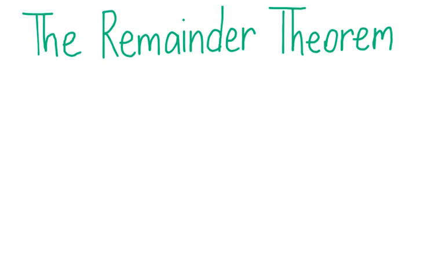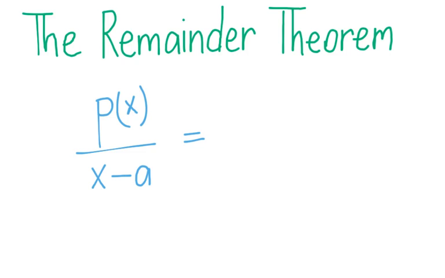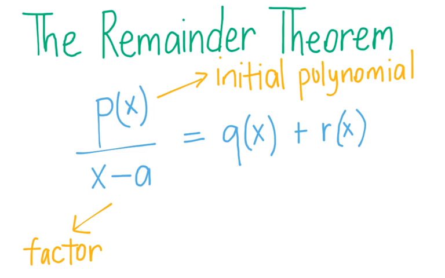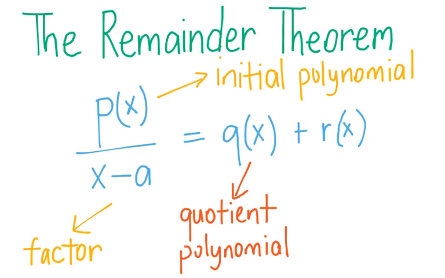In today's lesson, we're going to be going over the remainder theorem. The remainder theorem states if we have some polynomial p of x and we divide it by a factor x minus a, the result is another polynomial q of x plus the remainder r of x. P of x is our initial polynomial, x minus a is the factor that we're dividing by, q of x is what is known as the quotient polynomial, and r of x is our remainder. It is important to note that our remainder r of x will always be less than our factor x minus a. Let's look at an example.